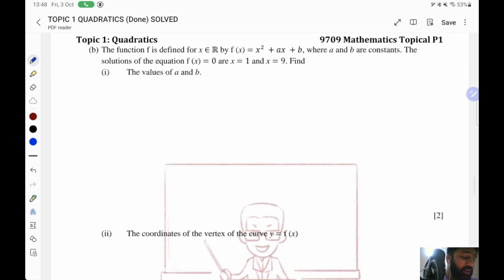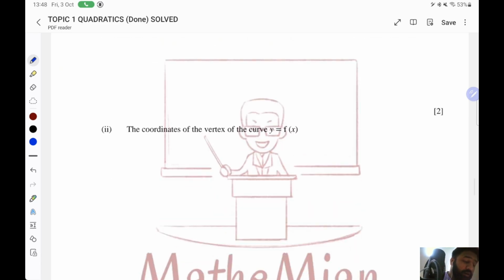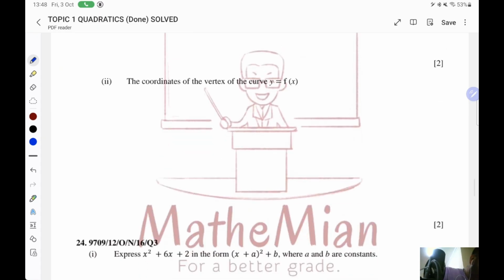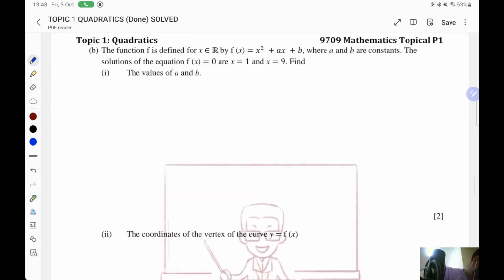The question says that the function f is defined for all real values by the function x square plus ax plus b, where a and b are constants. The solutions of the function f of x are x equals 1 and x equals to 9. You need to find the values of a and b. So it's simple. He said that f of x is equal to 0.